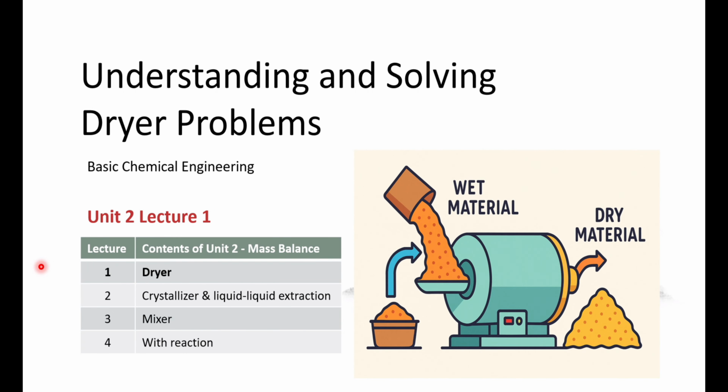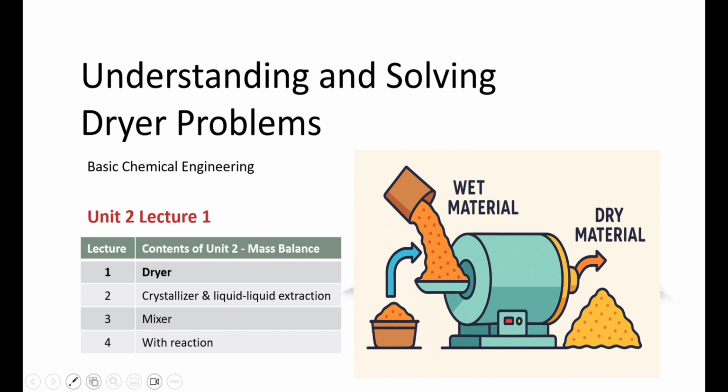This is lecture 1 of Unit 2 for the Basic Chemical Engineering course, second year B.Tech Biotechnology at SRM Institute of Science and Technology. Unit 2 of the Basic Chemical Engineering course deals with the concepts of mass balances in unit operations with and without chemical reaction. The unit operations without chemical reaction discussed are dryer, crystallizer, liquid-liquid extraction and mixer.